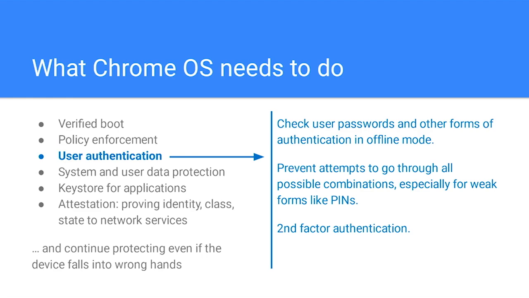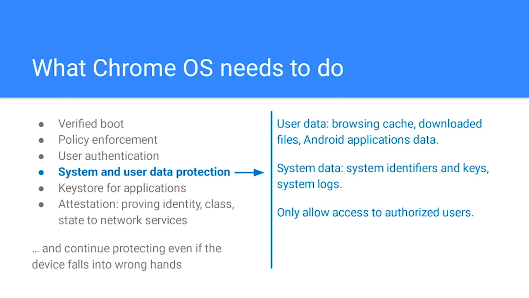Well, the next one is obvious, user authentication. Whenever a user touches a Chromebook, we need to understand who they are and only give them access to their data. Also, we need to authenticate the user through various means, because currently users are using Chromebooks on tablets, where entering passwords is not very convenient. So we allow PINs, we allow smart cards, we allow other methods of authentication, and all that should be handled by Chrome OS.